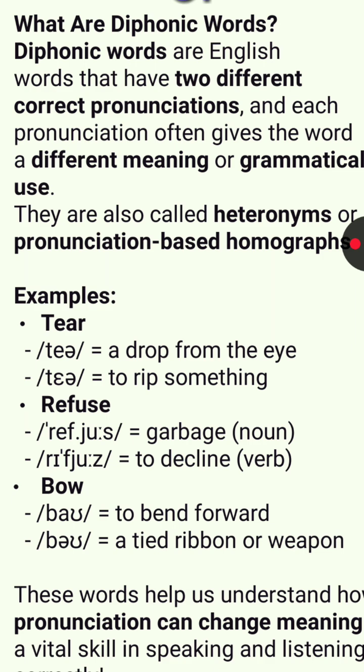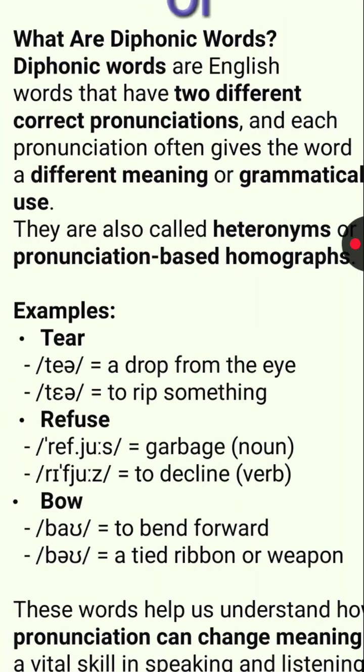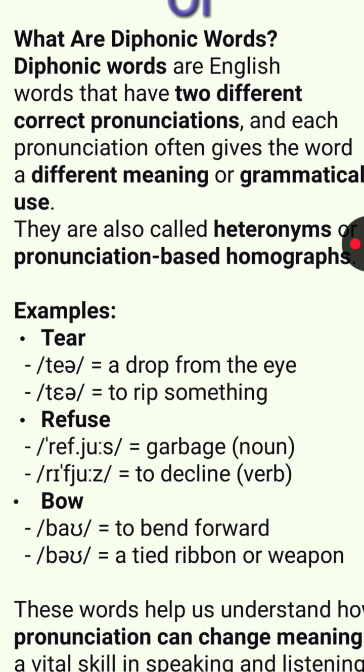So next is B-O-W, which we can pronounce in two different ways. We say bow in the first place to mean to bend forward in honor. That is a verb. Then in the second part, which is bow, is a noun. We say a tied ribbon, that is the meaning, a tied ribbon or weapon.